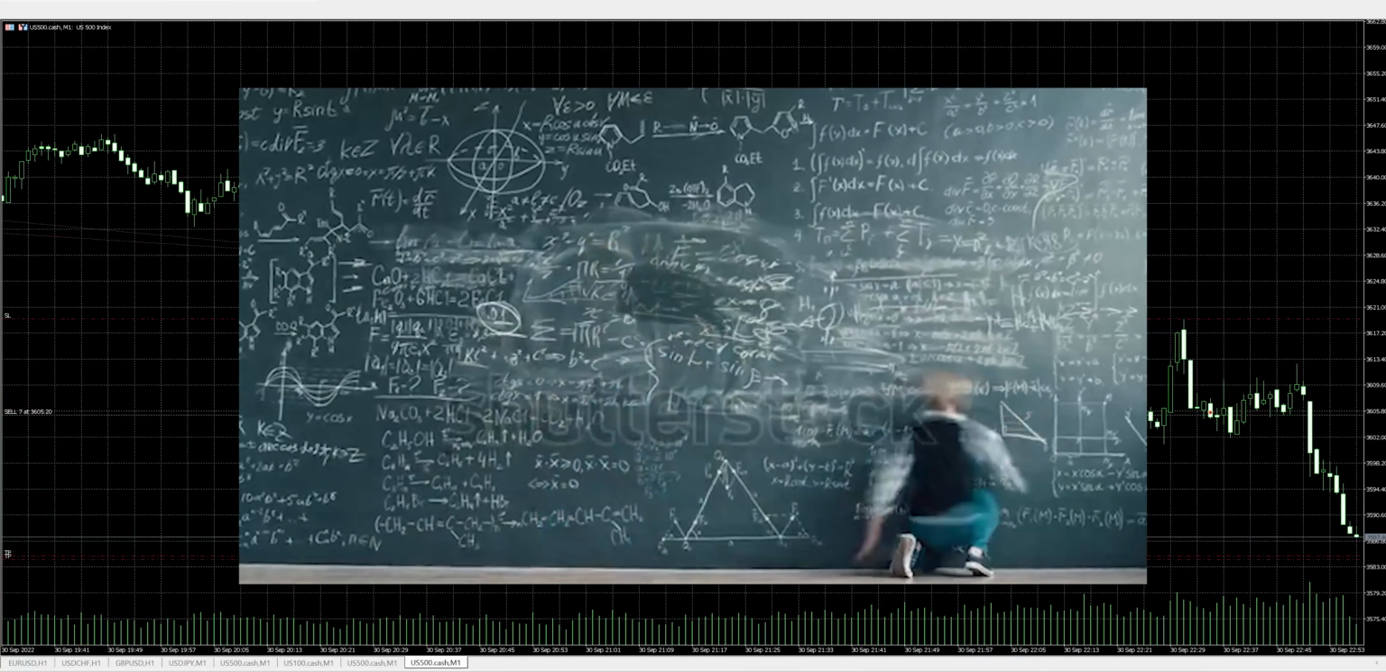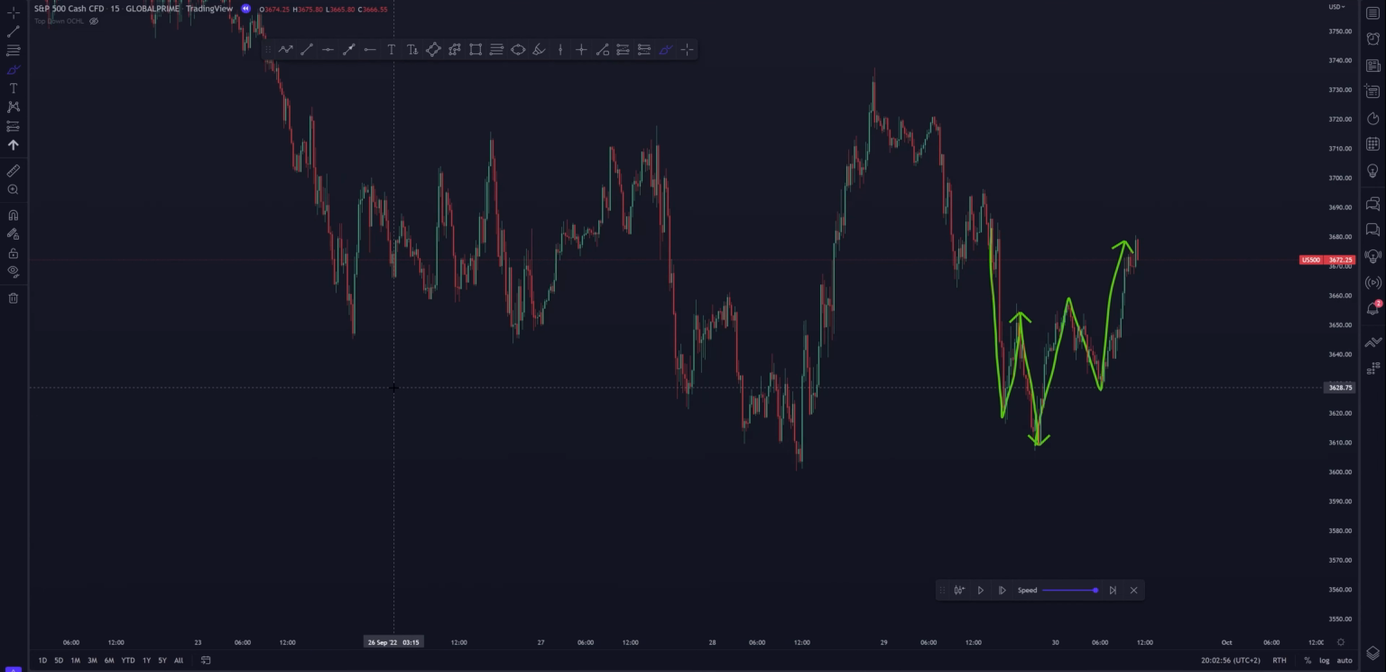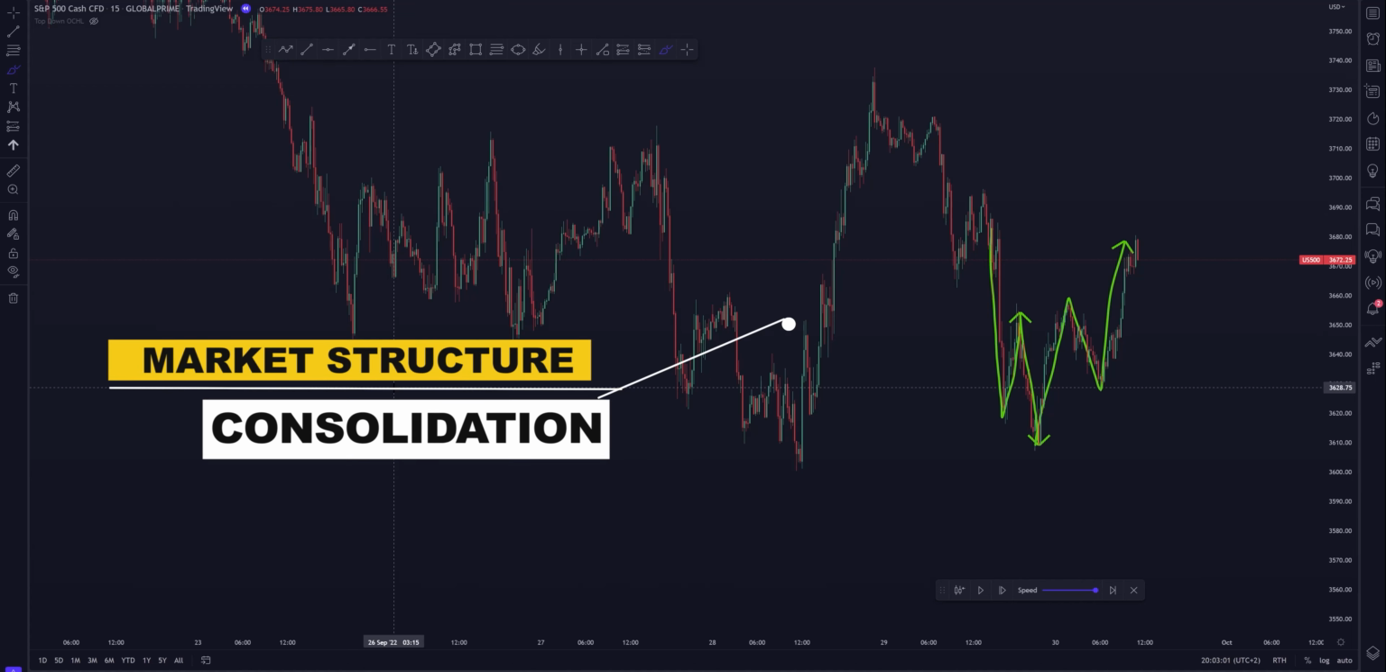If we look at market structure, we can clearly see that there was a downtrend here. Lower low, lower high, lower low. And then we have a higher high, higher low, higher high. So now this structure is bullish. However, this structure is inside a bigger timeframe structure, all of this. And here is when you need to differentiate between a market structure and a consolidation.